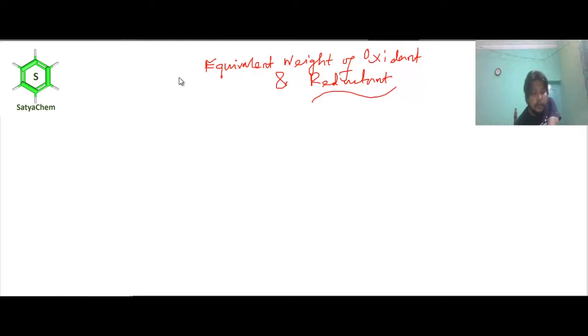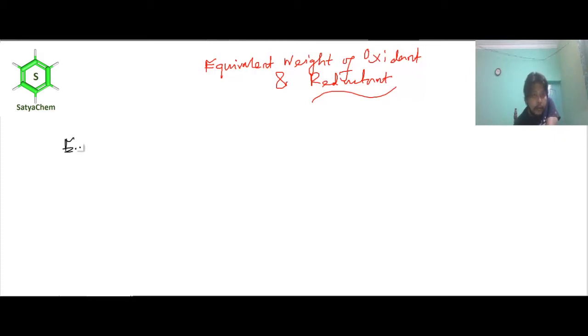In the last class, I taught you how to calculate the oxidation number of an element in a compound. This concept will help you to calculate the equivalent weight of oxidant and reductant. There are two methods to calculate the equivalent weight of oxidant and reductant. One is the electronic method and another is the oxidation number method. First, we will learn the electronic method.